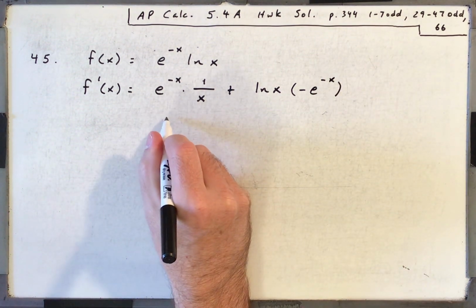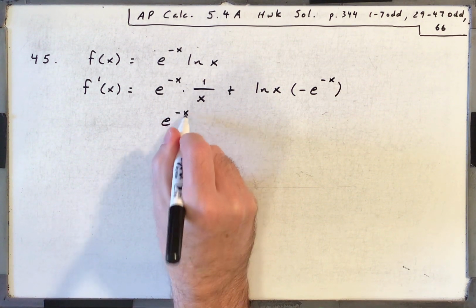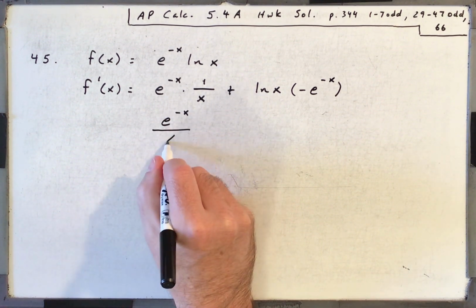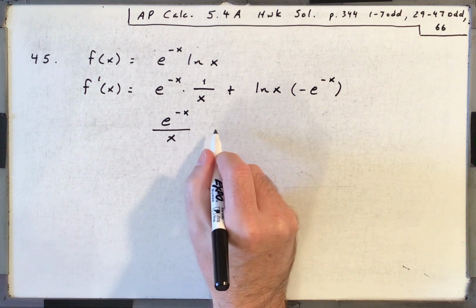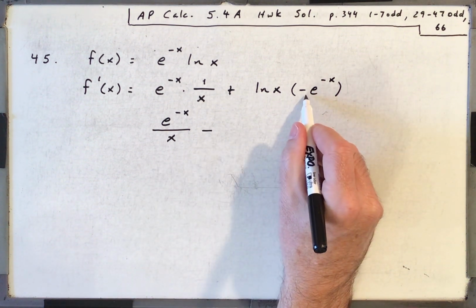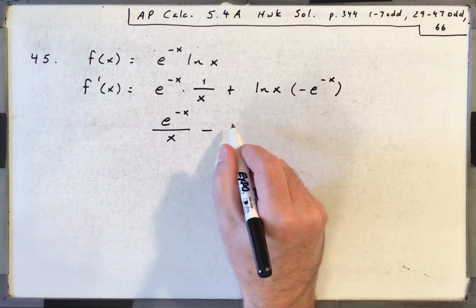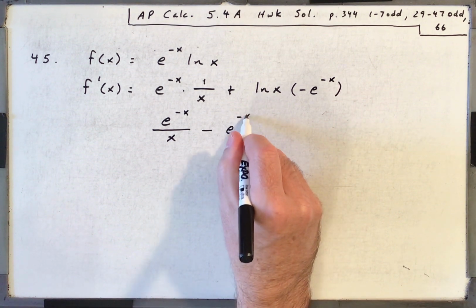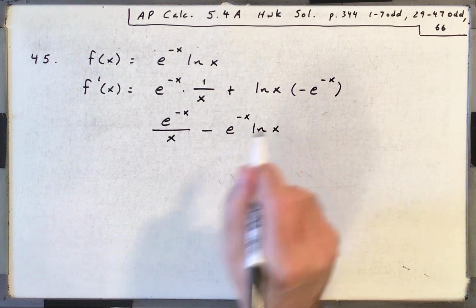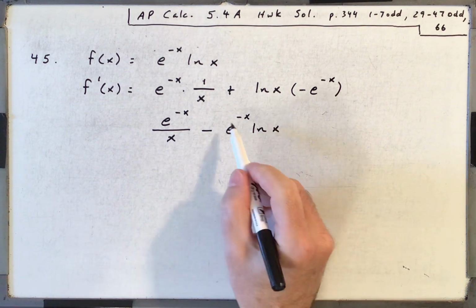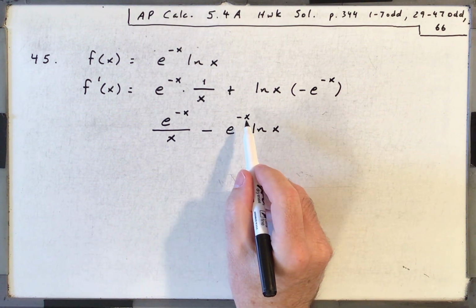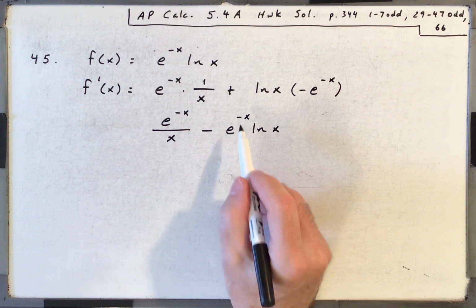So this is going to be e to the minus x over x minus, because it's a minus, right? So minus e to the minus x natural log of x. That's really the best way to write it, so that you don't think the e to the minus x is part of the natural log.